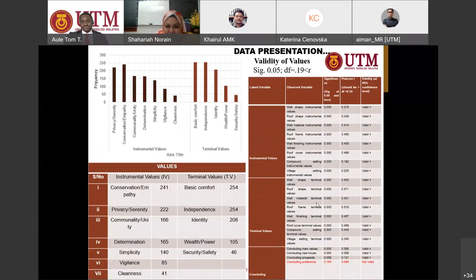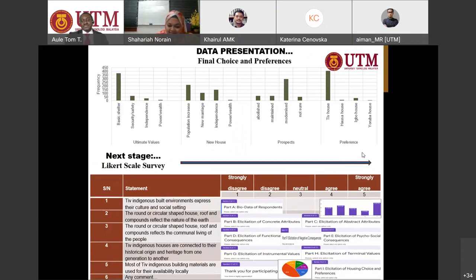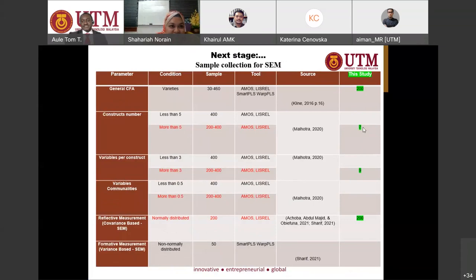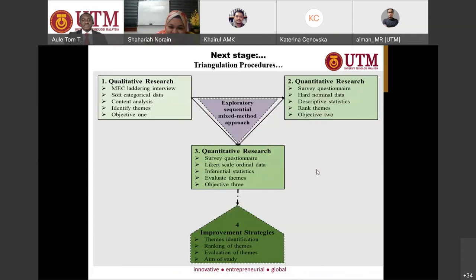Lastly, the last part, which involves a quantitative study, we involve the Likert scale, which is already online in Google Forms and is already producing results. The number of constructs in this model is 7 and the variables are 9, and we come up with 200 respondents for the final phase of the study. As earlier stated, this research adopts an exploratory sequential mixed method comprising a qualitative study, a quantitative study, and then the Likert scale, in order to come up with improvement strategies for this research. Thank you very much.